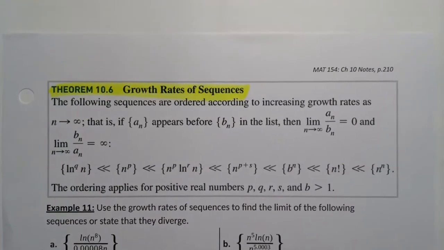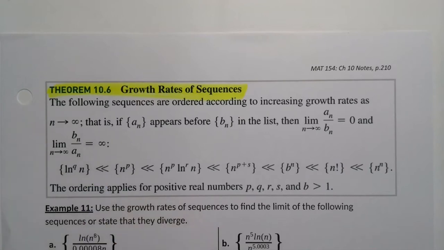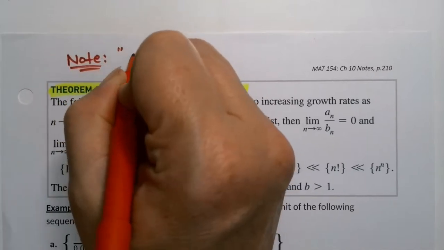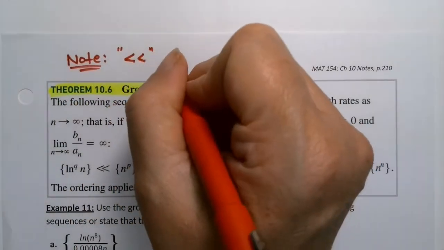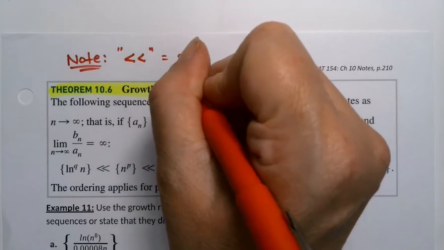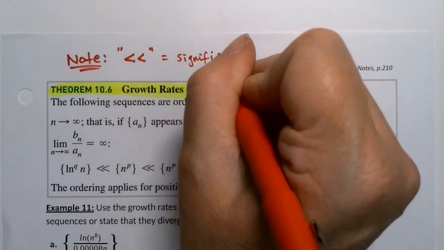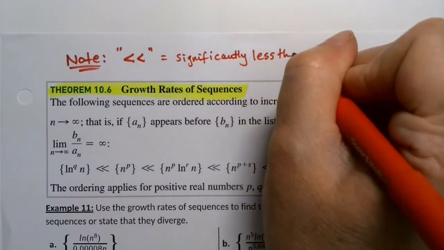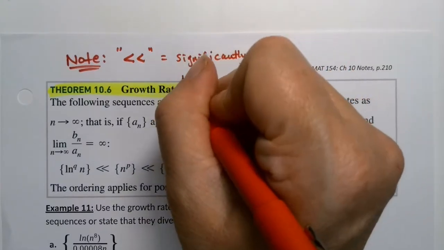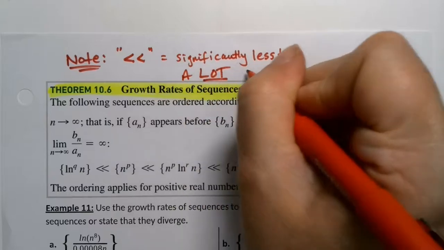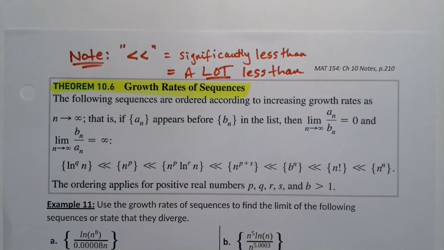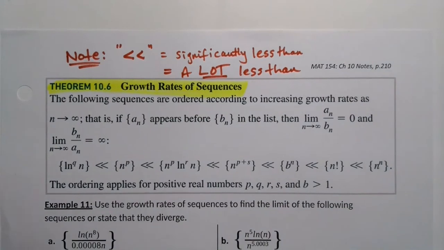Okay, so a couple things. What in the world is that? So we'll make a note. That symbol is not one maybe you're familiar with, but that symbol means significantly less than. In other words, a lot less. Right? Okay, now let's look at these.